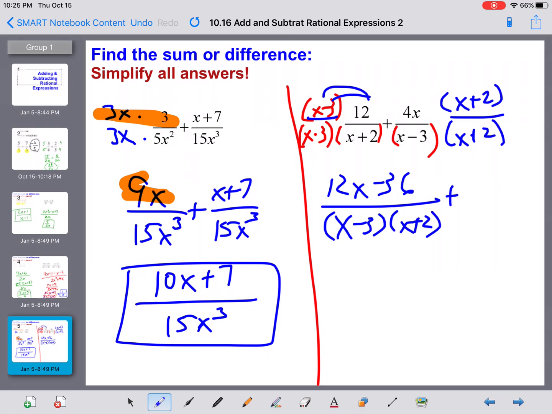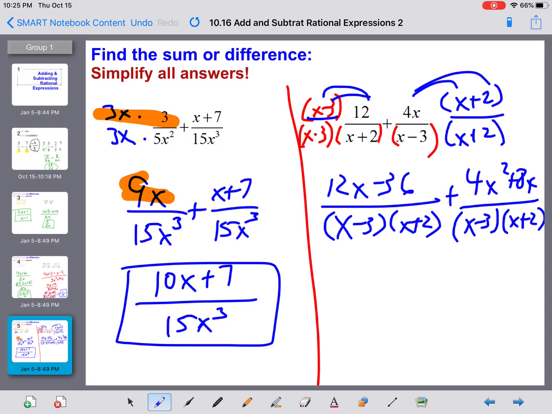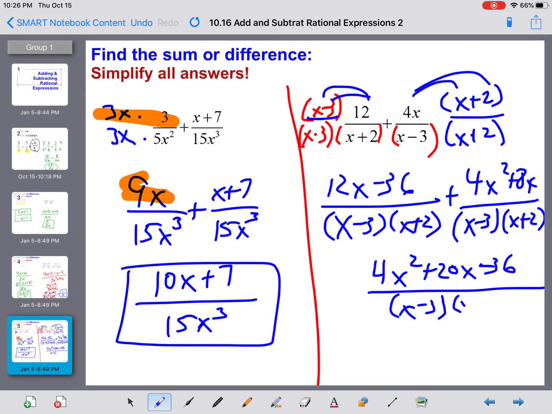And then we're going to have plus. We're going to distribute this. So we're going to get 4x squared plus 8x over, again, we don't need to FOIL that in the denominator. Okay, combining like terms up top, we have a 4x squared, 12x and 8x make 20x, minus 36 over x minus 3 and x plus 2.